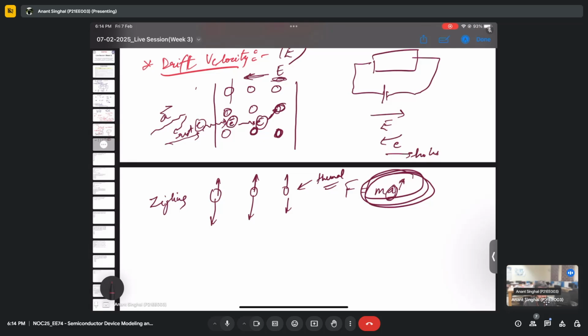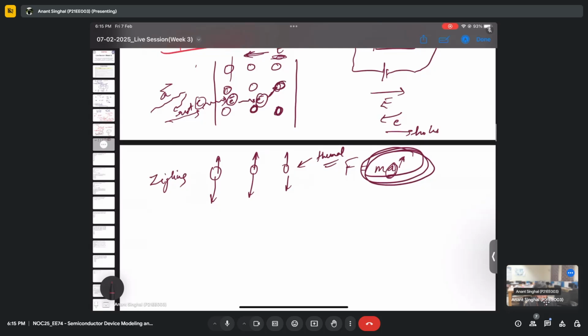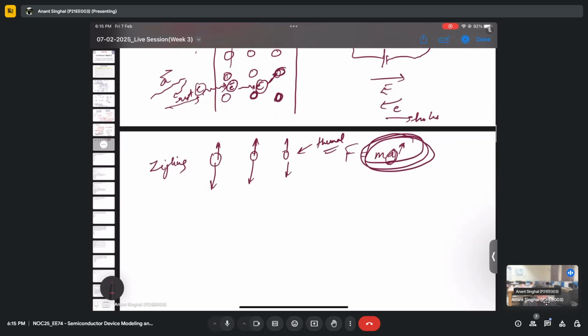Are you trying to understand what I'm trying to say? Do you understand that there is a collision, so they cannot accelerate, they will come to rest at some time, and then they'll again try to accelerate. Due to this constant collision, the average acceleration is zero. I mean, it is going with a constant velocity. Again, I'm asking, are you able to understand this? Yes. So this constant velocity is what we call the drift velocity.